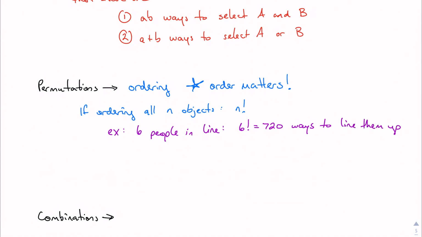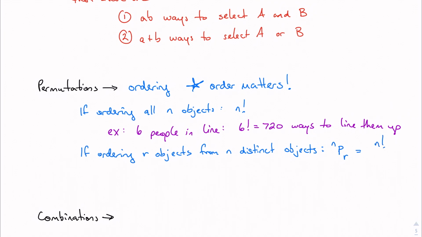But if I'm making a choice, so if I am ordering r objects, so I have r things that I've selected from n distinct objects, so I'm not counting duplicates here, not doing an example yet, then I have this nPr notation. In this nPr notation, the formula is going to be n factorial divided by n minus r factorial. And I had you guys do an investigation showing how we come about this formula.